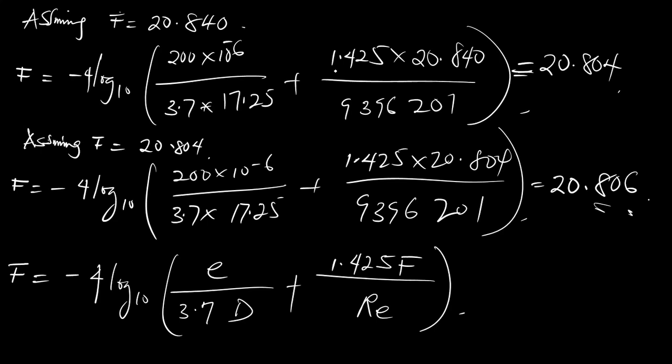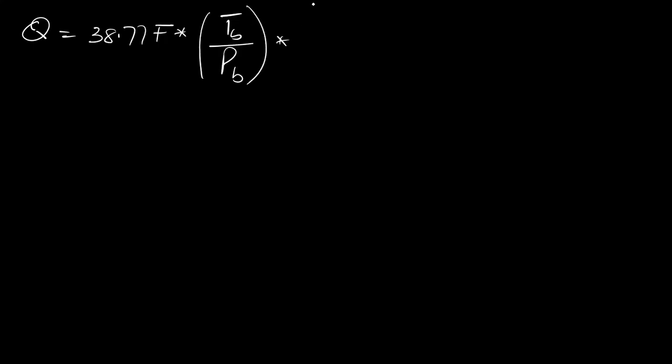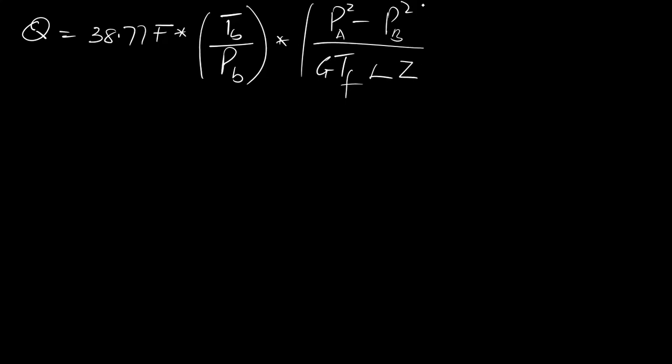So let's now use this to calculate the pressure at A. So the pressure at A, now using the flow rate, is equal to 38.77 F times T base temperature divided by the base pressure times bracket open pressure at A square minus pressure at B square divided by G, gas gravity, gas temperature, length, and the compressibility factor, all raised to power 0.5 times D raised to power 2.5.